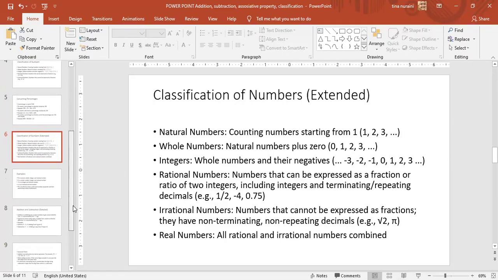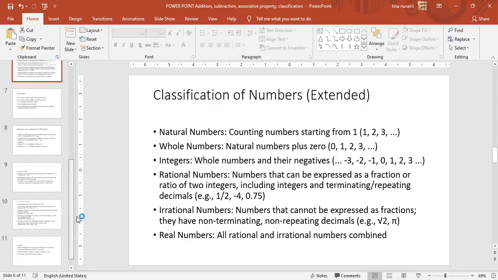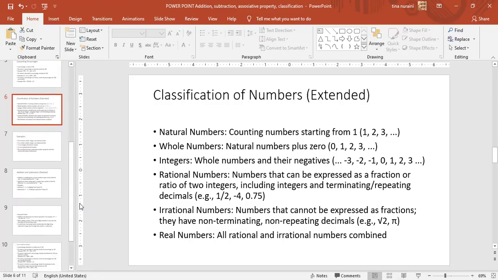Okay, next, classification of number. Now, I want to tell you again about classification of number. It's the real number. I explained the classification of numbers before. Now, I want to explain the real numbers. The real numbers are rational and irrational numbers combined.